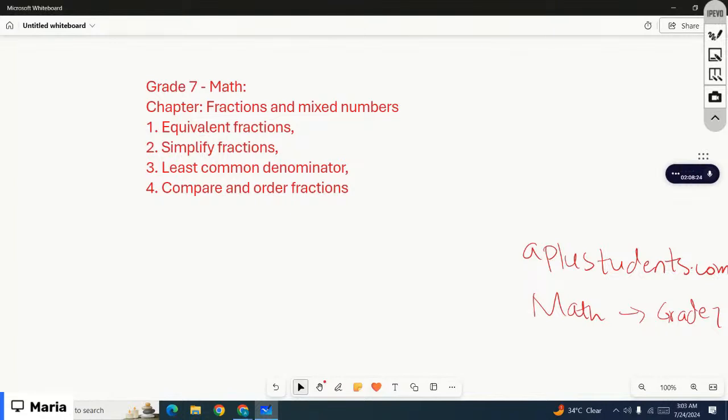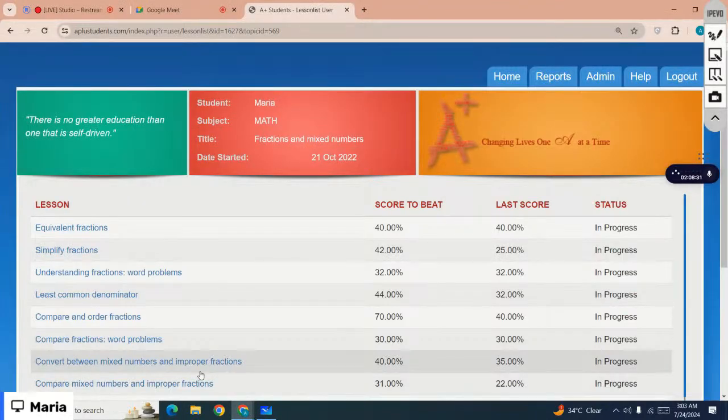So let's just start with the first lesson, that is equivalent fractions. Here I'm on grade 7 math. The chapter we are on right now is fractions and mixed numbers. Let's just start with the first lesson.